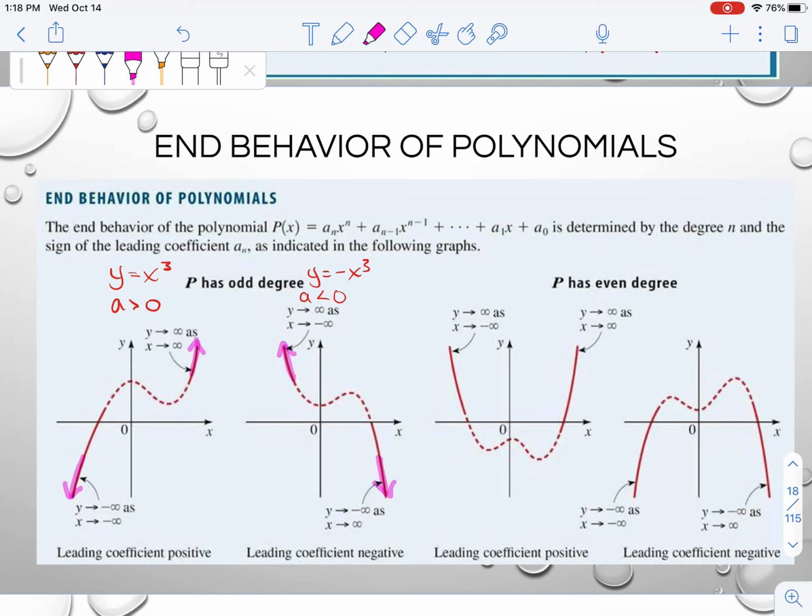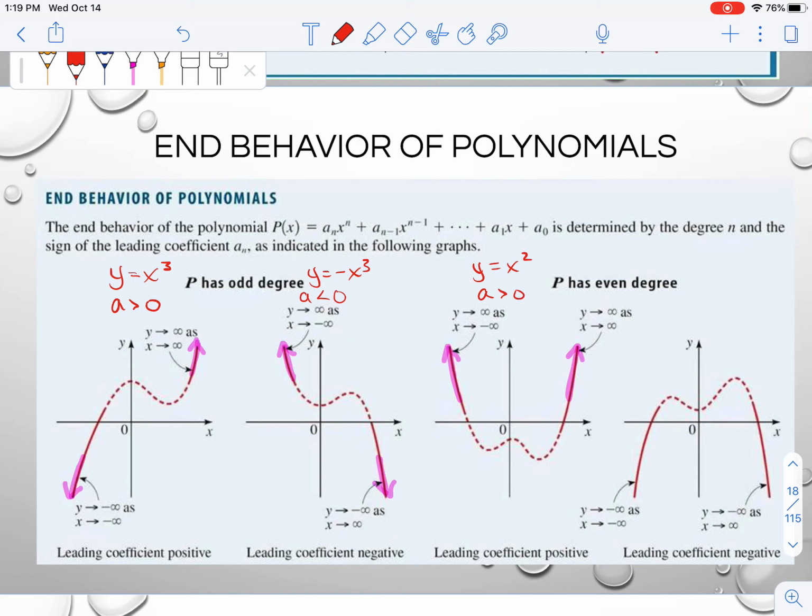If I have a degree that is even and an a value that is greater than 0 or is positive, I'm going to have you think y equals x squared, right? Parabola, my two ends are going to go in the same direction, right? And if that were the case, on the left, it's going to be going up, and on the right, it's going to be going up, okay?